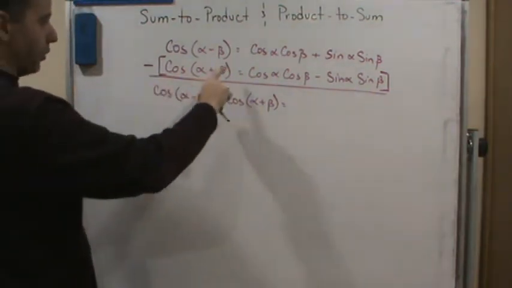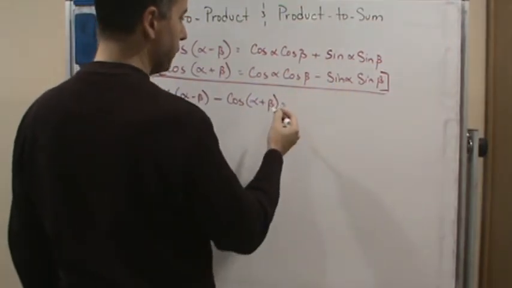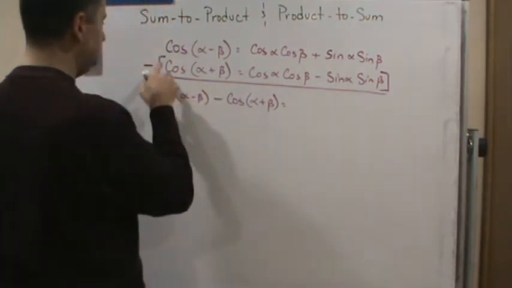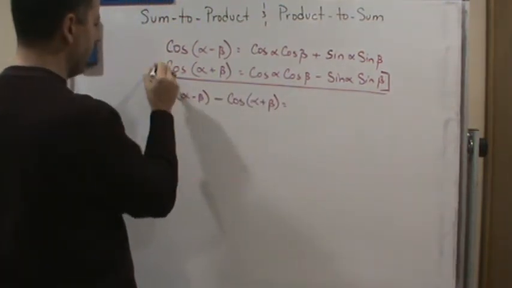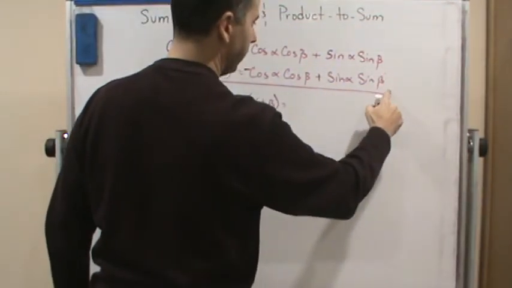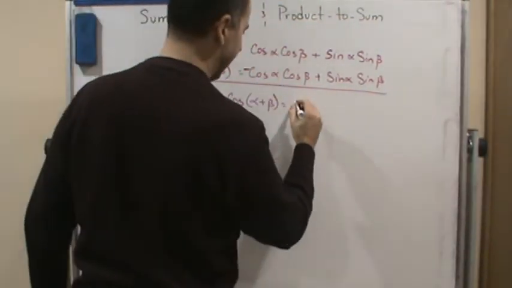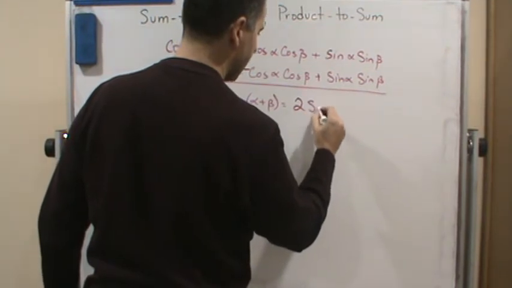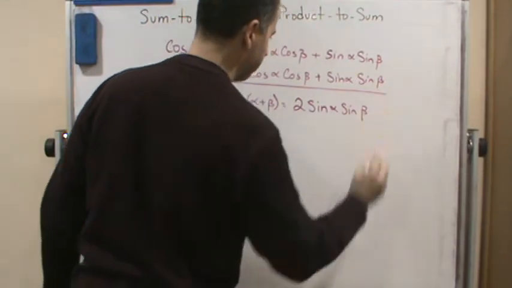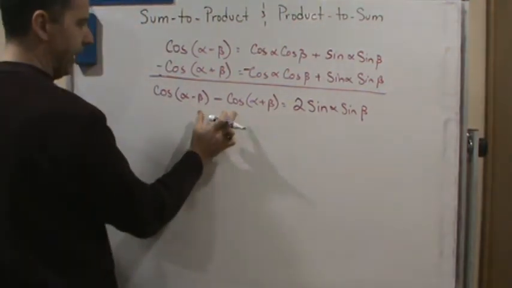So again, I'm subtracting the whole thing. So this is going to be this, but this is going to be subtracting all of this, which means this is going to go positive, this is going to go negative. So if I distribute the negative, this is going to be negative, this is going to be negative, and that's going to be positive. Okay, almost made a classic mistake. So now this is going to drop out, and this is going to be 2 times sine alpha sine beta. And now I have a product of sines that gives me a difference.